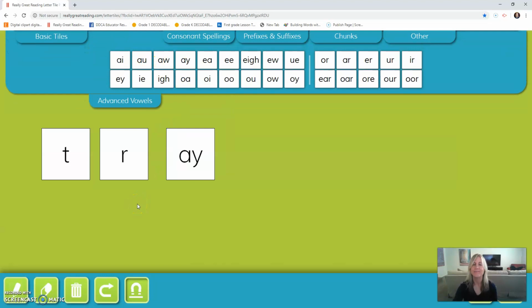Tray. I'm going to write it now. T, r. Oops, a little sloppy. I'm going to try to fix it a bit. A. Tray. I'm going to underline my AY pattern. You go ahead and practice on your paper. See how many times you can write it by saying each sound as you write it.